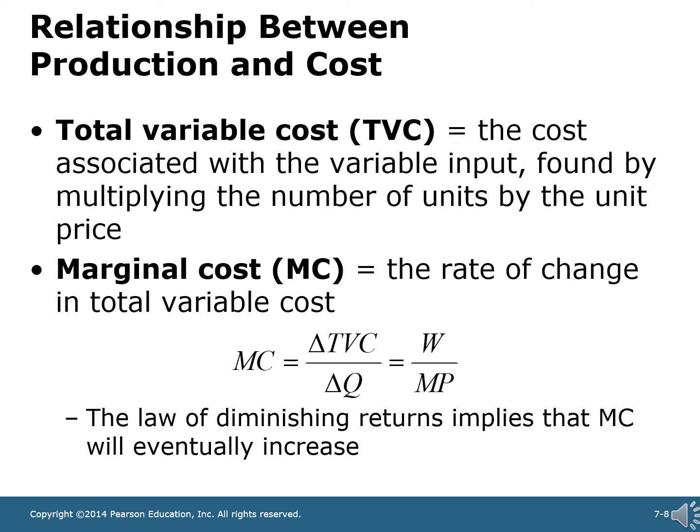Now, when the firm's marginal product is increasing, its marginal cost of production is going to decrease. And when its marginal product is decreasing, its marginal cost is increasing. When the marginal cost is increasing, that's when the firm is experiencing diminishing returns.